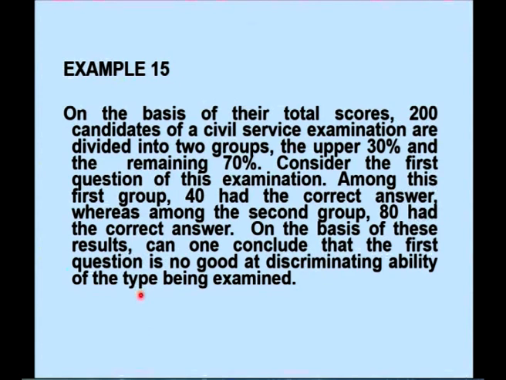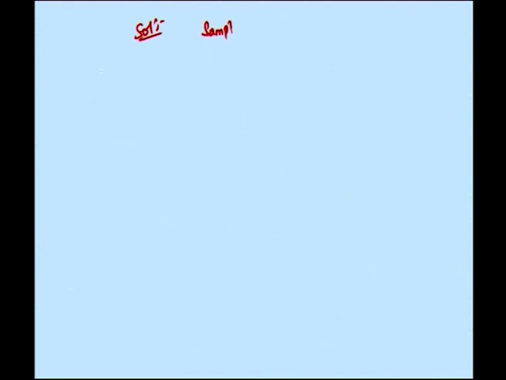Here the proportion values are not given, whereas you are given the total sample size and the number of successes, right. Therefore, we have to take x1, n1, x2, n2, etc. From x1, x2, n1, n2, we have to find out p1 and p2. So, first of all, write down the values given in the question. Sample 1 is the first 30% of the people, the upper group, and sample 2 is 70%, which is the remaining people.